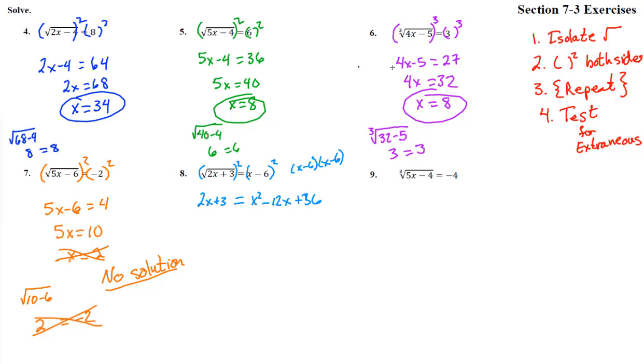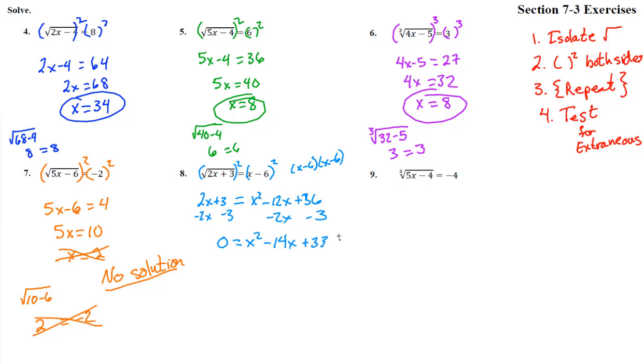All of these gave us chapter 2 problems right up until here. And then we got a chapter 5 one. So we need to get it equal to 0. So subtract 2x from both sides. And then subtract 3 from both sides. So we get 0 equals x squared minus 14x, plus 33.